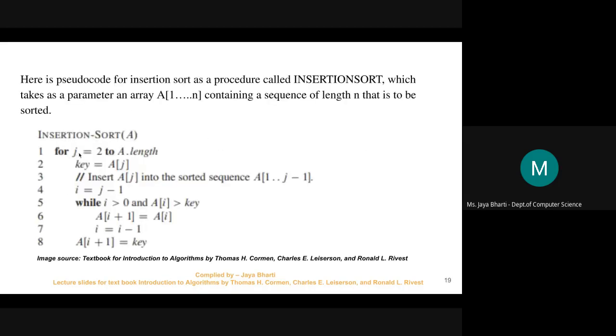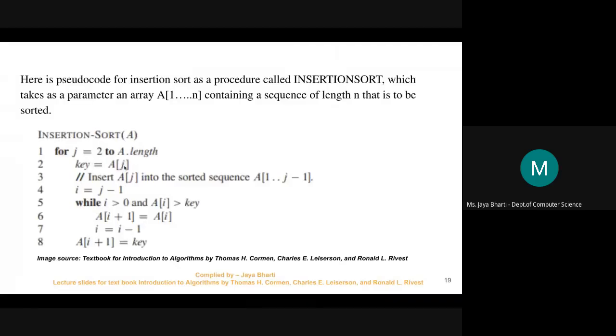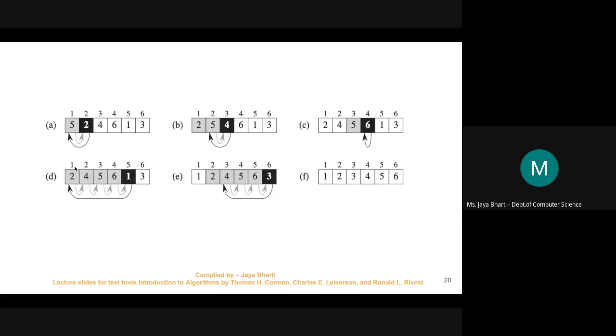The first step is for j is equal to 2. Now we need to assign whatever value is at 2. What is the value? A of 2 is 2. So now we will assign the value 2 to the key. So now key is equal to 2. We have assigned the a of j value to key.